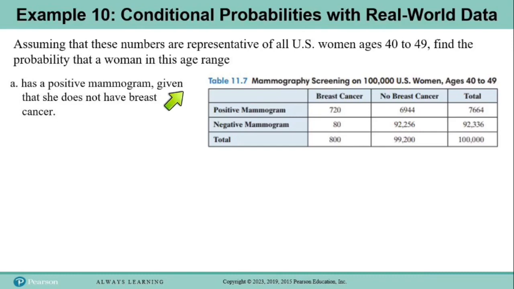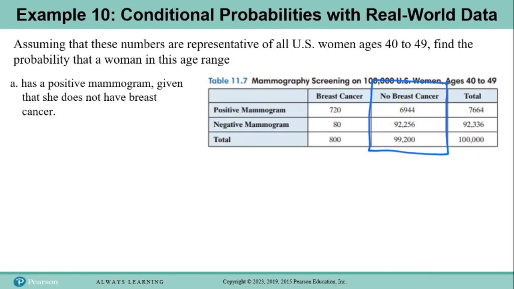Okay, now remember, whatever comes after the given limits our sample space. So here, it is given that she does not have breast cancer. So the only part of the table we want to look at is the part that talks about the women that are known to not have breast cancer. Okay, so now we want to find the probability that a woman in this group has a positive mammogram.